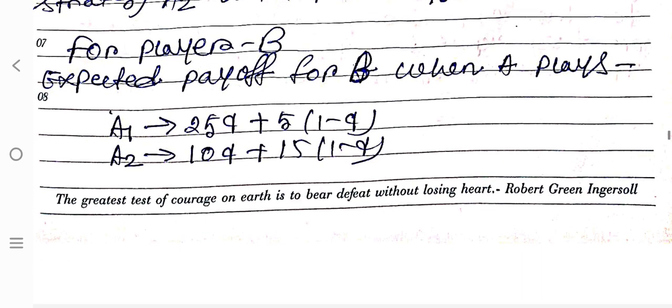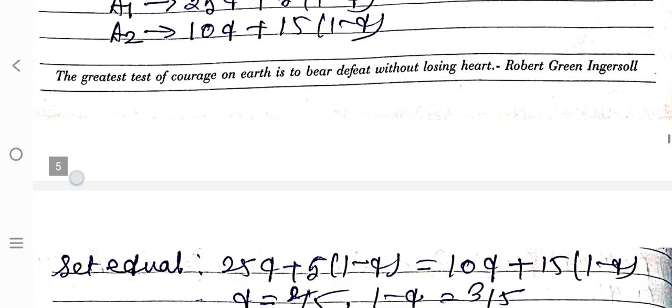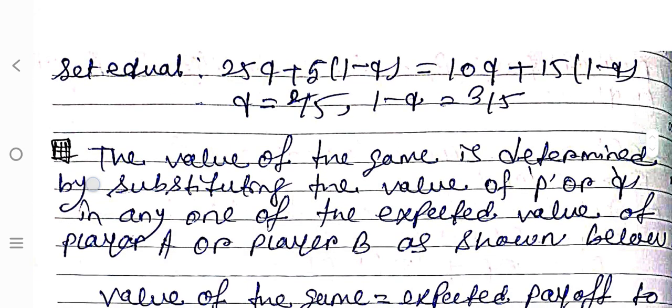The same case holds for player B. When A plays the A1 strategy, the expected payoff for player B will be 25q plus 5 times 1 minus q, and when player A chooses the A2 strategy, the expected payoff for player B will be 10q plus 15 times 1 minus q. Set equal: 25q plus 5 times 1 minus q equals 10q plus 15 times 1 minus q. Then find the value of q. It is 2 by 5, and 1 minus q equals 3 by 5.